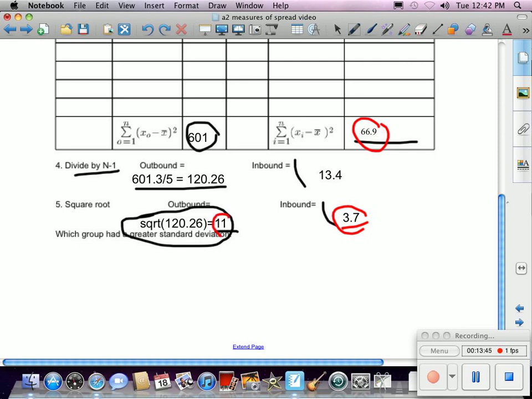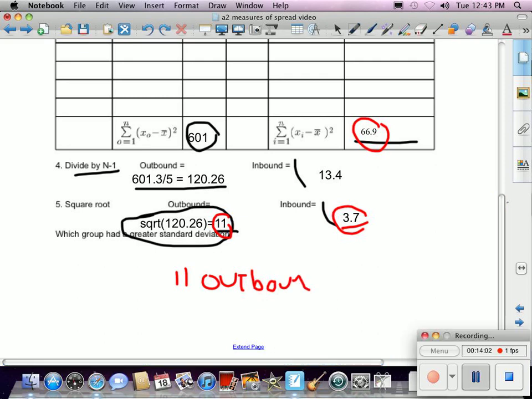My standard deviation for the outbound data was 11. So which group had a higher standard deviation? Well, the outbound group with 11, right? And once again, it is almost 3 times as much. So much wider spread set of data.